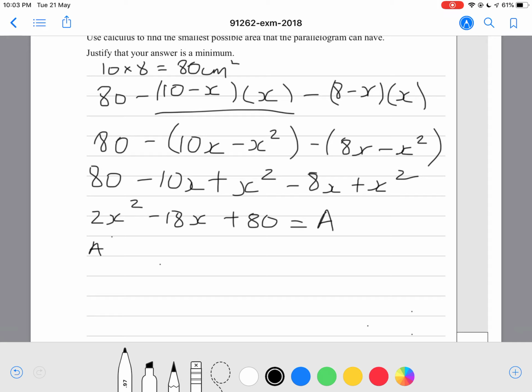I'm going to say A dash of x is equal to 4x. It's 2 times 2, take the power down by 1, minus 18, so the x just goes away, and then the plus 80 is just gone. So A dash of x equals 4x minus 18, right?